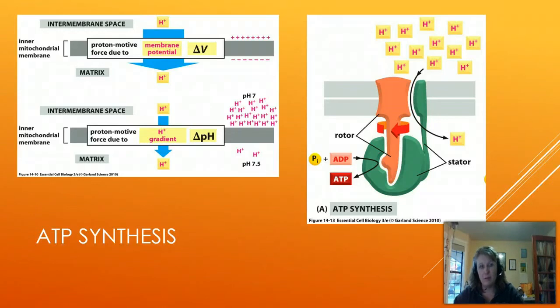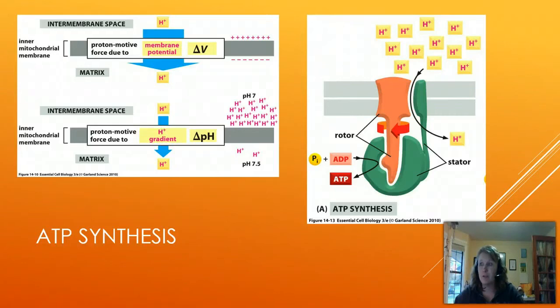When we pump a whole bunch of protons across the membrane, this is going to change the charge in there, because there's a whole bunch of positively charged molecules on one side and not very many positively charged molecules on the other side. We also, because these protons have a charge, are going to create a pH gradient as well, where you can see that here we have a whole bunch of protons on one side with a pH of 7, and within the matrix the pH is 7.5. This creates another gradient.